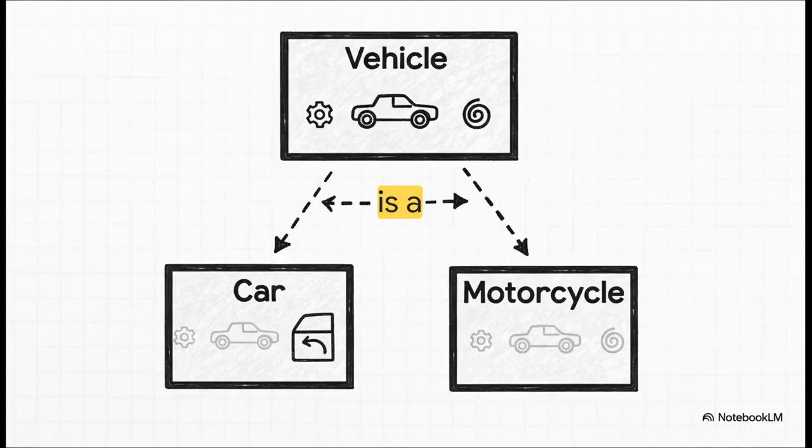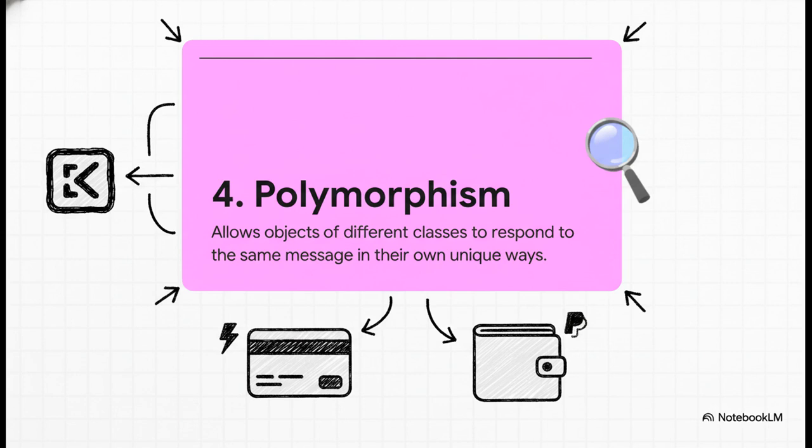This is the perfect example. A car is a vehicle. A motorcycle also is a vehicle. So they both inherit the common stuff from the vehicle class, like a start method. But then the car can add its own unique behavior, like open door, which a motorcycle doesn't have. This is how developers avoid writing the same code over and over again. It's super efficient.